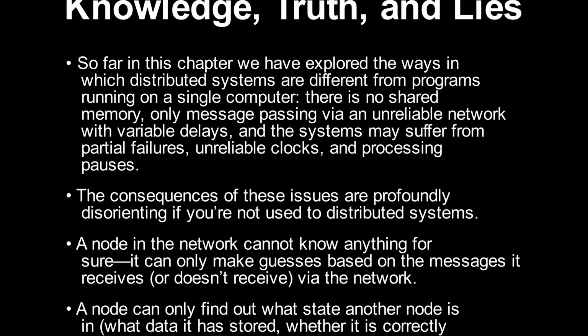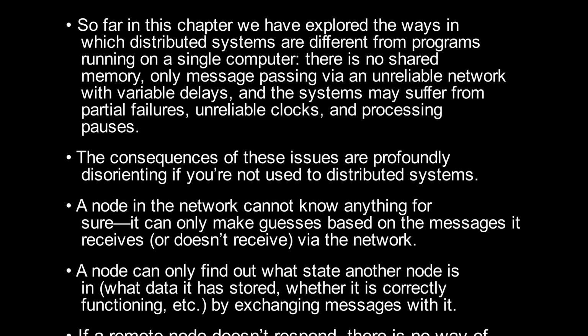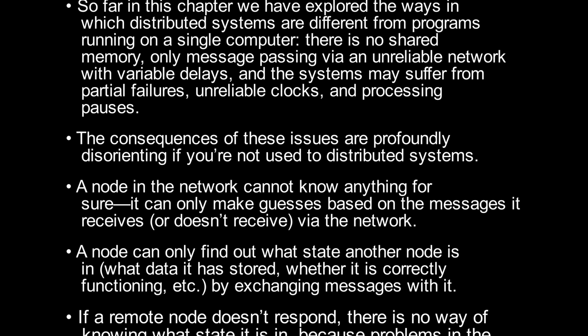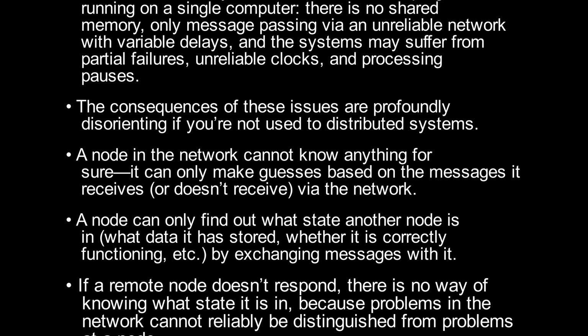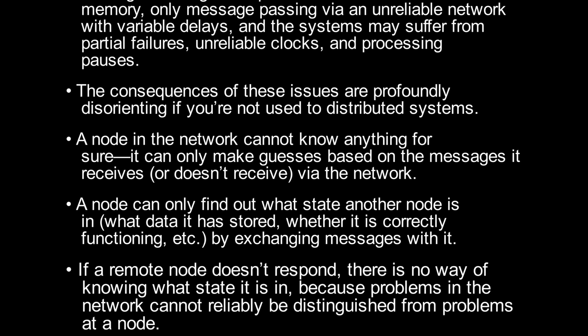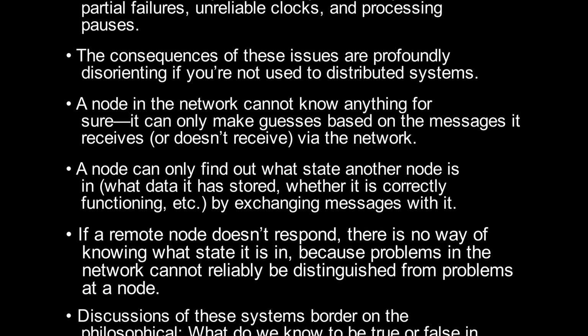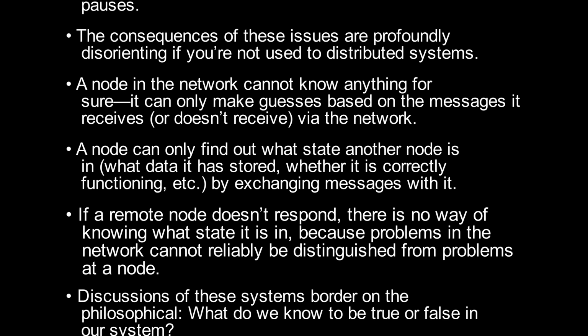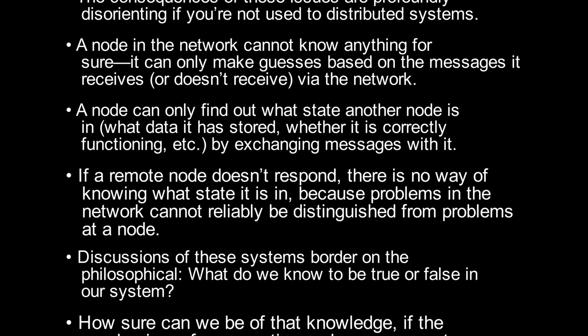The consequences of these issues are profoundly disorienting if you're not used to distributed systems. A node in the network cannot know anything for sure. It can only make guesses based on the messages it receives or doesn't receive via the network. A node can only find out what state another node is in, what data it has stored, whether it is correctly functioning, etc., by exchanging messages with it. If a remote node doesn't respond, there is no way of knowing what state it is in, because problems in the network cannot reliably be distinguished from problems at a node.